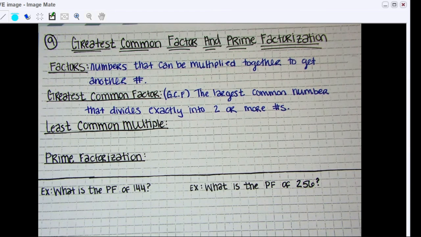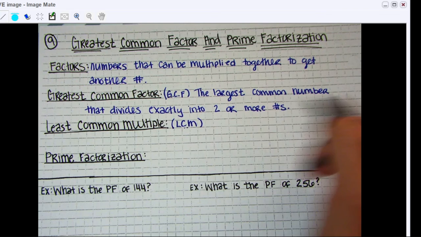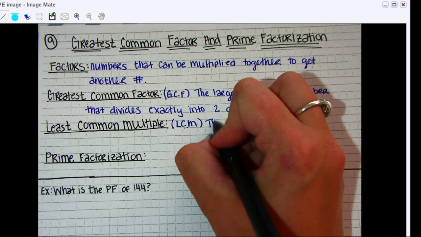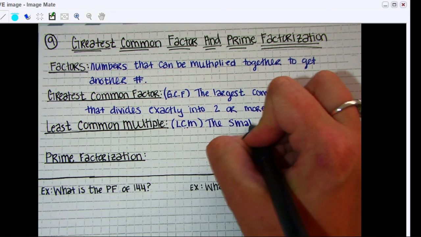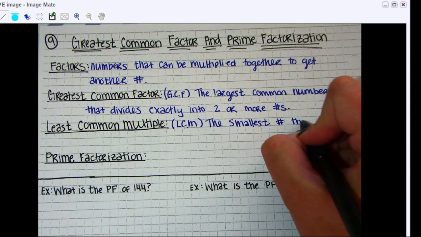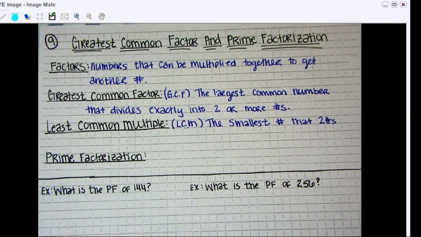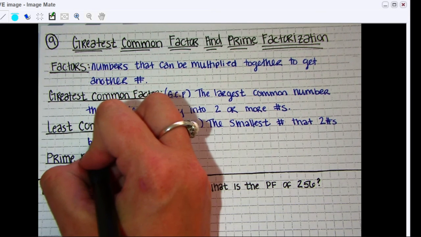Now, a least common multiple is basically the same thing. We refer to this as an LCM, least common multiple. That's the smallest number that 2 numbers both divide evenly into.